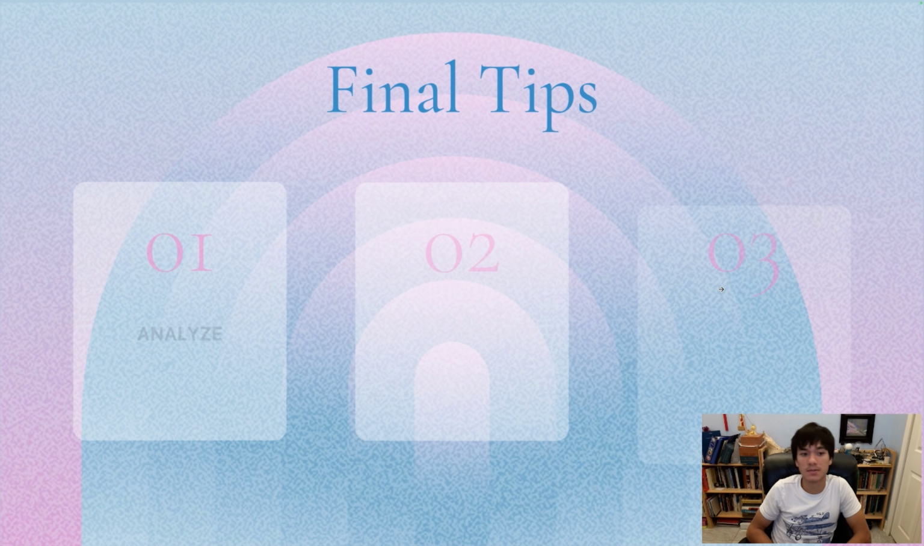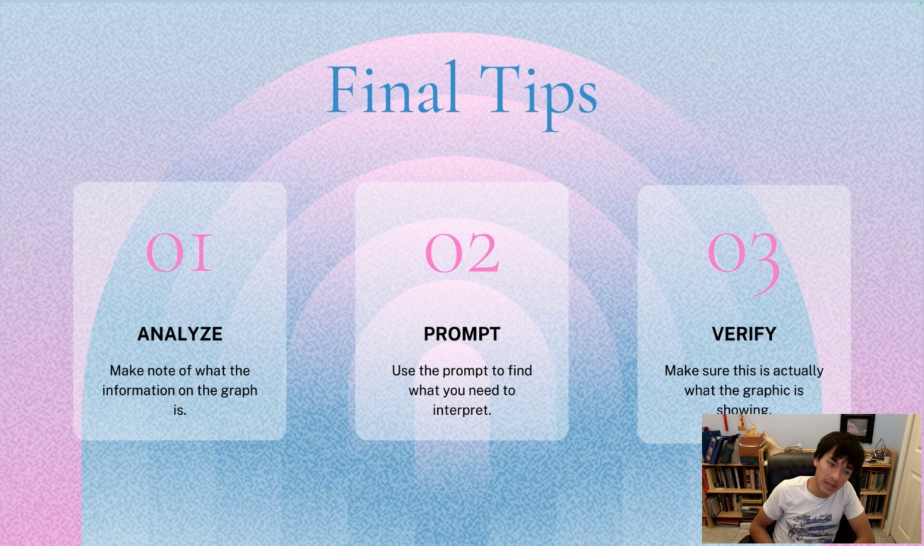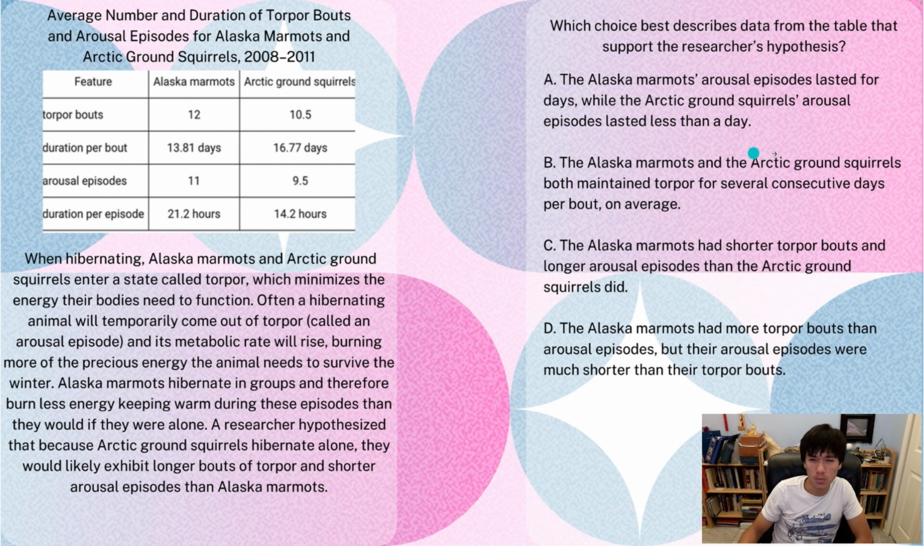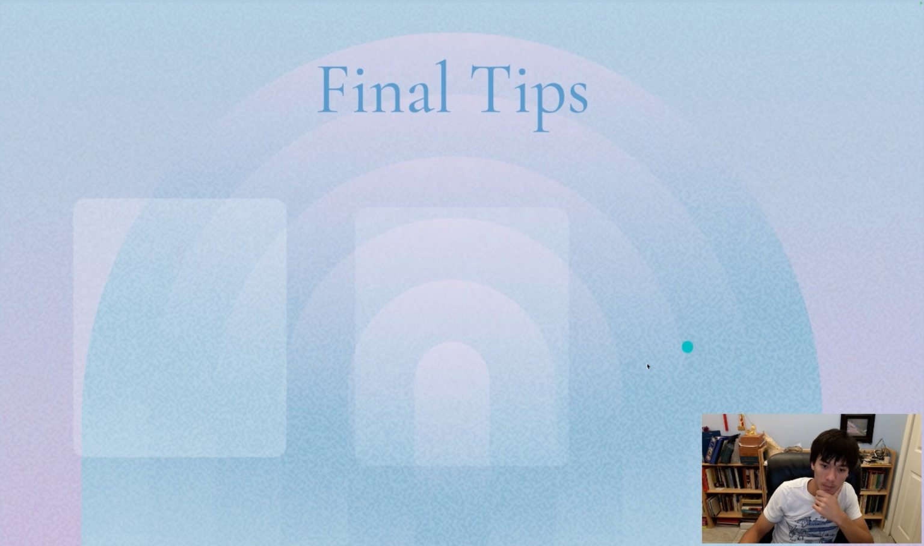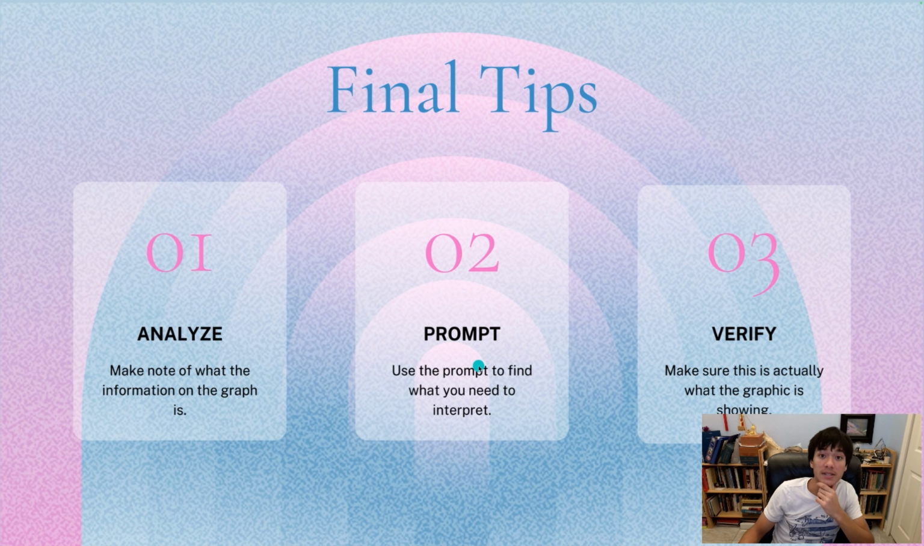Let's look at the final tips. Analyze, make note of what the information on the graph is, of course. Use the prompt to find what you need to interpret, and make sure this is actually what the graphic is showing, okay? So if we make a claim here, we're not going to assume this claim is correct. We're going to check it on the graph. We're going to see if it's correct or not. If it's not, the question's wrong, okay? And it might be something that is true, of course, but doesn't relate to what the prompt is asking you to find, okay? So make sure you verify.